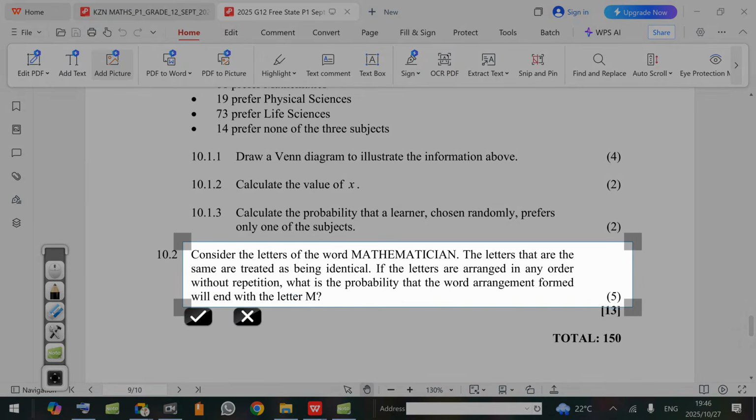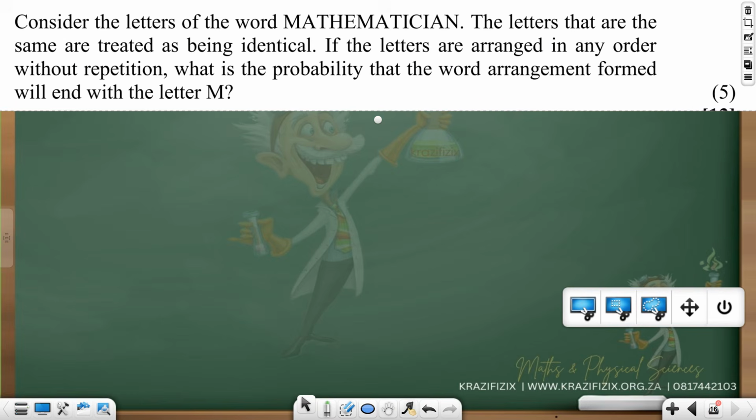Let's look at this one quickly. Guys, I want us to think together. Consider the letters of the word mathematician. The letters that are the same are treated as being what? Identical. If the letters are arranged in any order without repetition, what is the probability that the word arrangement will end with the letter what? M.